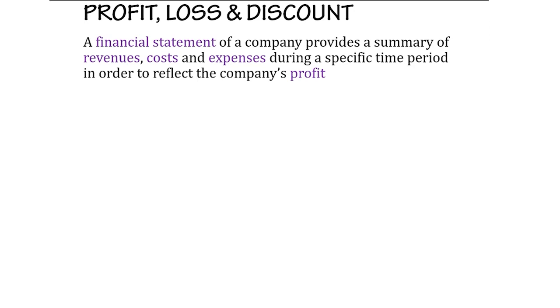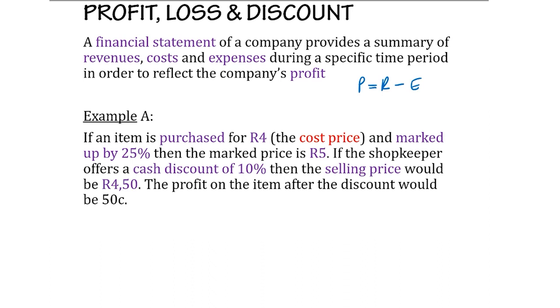So any financial statement of a company provides a summary of the revenues. Revenues means the money that comes into the business. The costs, that's the costs that the business will incur, and the expenses, those are pretty much the same thing, during a specific period of time in order to reflect the company's profit. So obviously the profit is the revenues minus your costs and expenses. Okay, so we want to try and keep our expenses as low and our revenue as high as we can, and that's how we're going to make some profit.